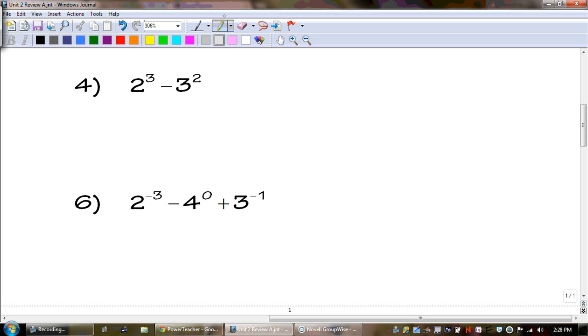All right, number 4. We're saying 2 cubed minus 3 squared. Well, 2 cubed, we've already done that once. 2 times 2 times 2, which is 8. And 3 squared is saying 3 times 3, which is 9. Well, what's 8 minus 9? Yeah, that's right, negative 1.